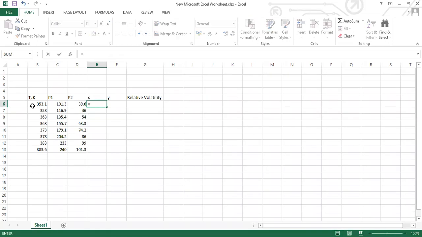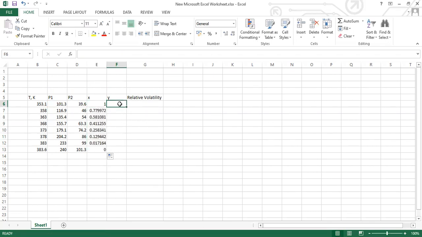X is equal to bracket total P, which is 101.3 kilopascal, minus P2 saturation, divided by P1 saturation minus P2 saturation. So we can calculate the value of X. If I extend this, then I have the different values of X.